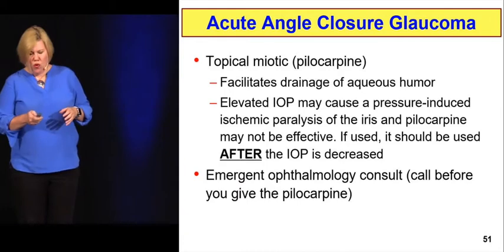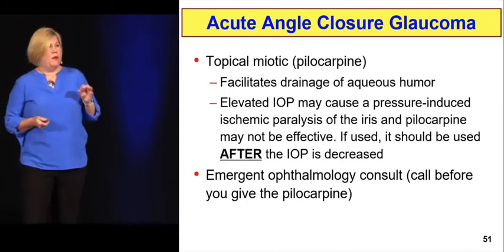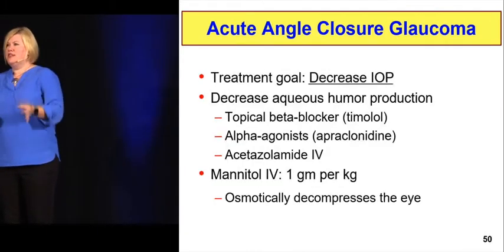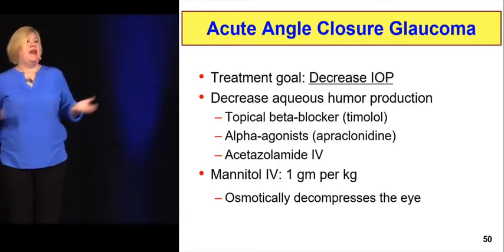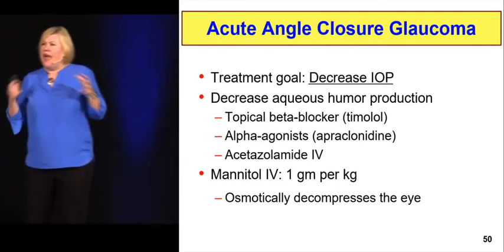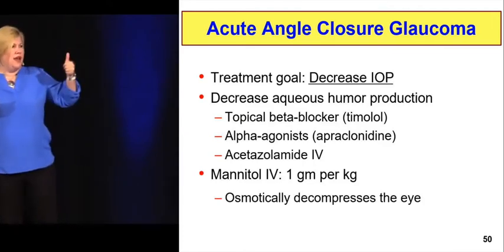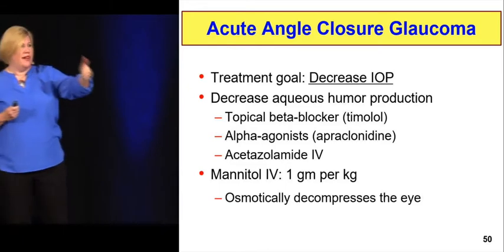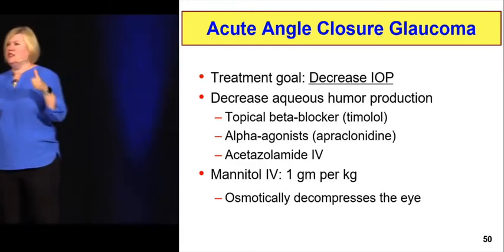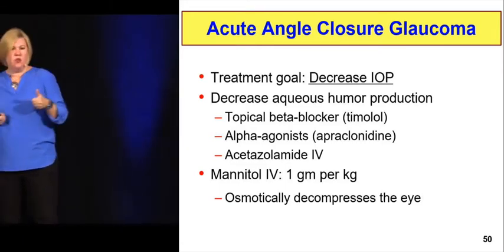What do we do for acute angle closure glaucoma? Our goal is to decrease that intraocular pressure, and the way that we can do it in the emergency department is with medications. And so we've got a little bank of medications that we can use. One is topical beta blockers, right? Timolol. We all know that that's one of the glaucoma meds, and what it does is it decreases aqueous humor production.